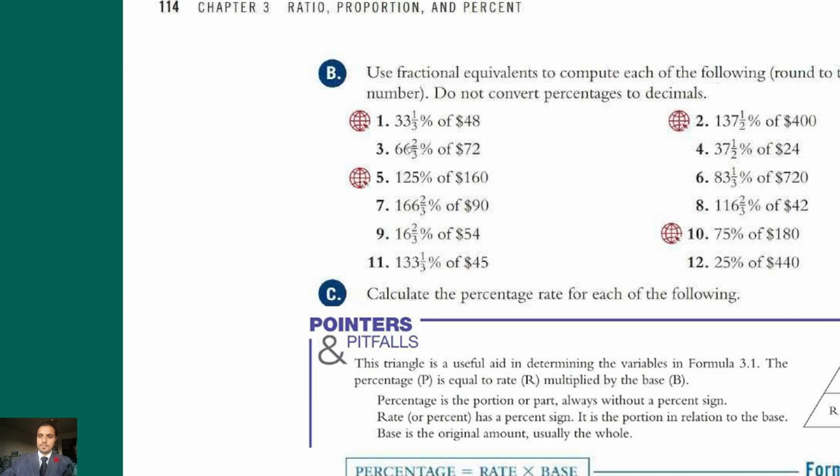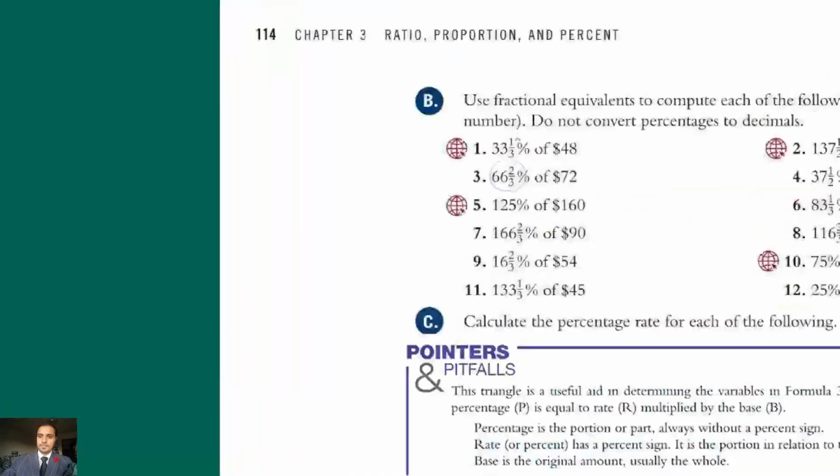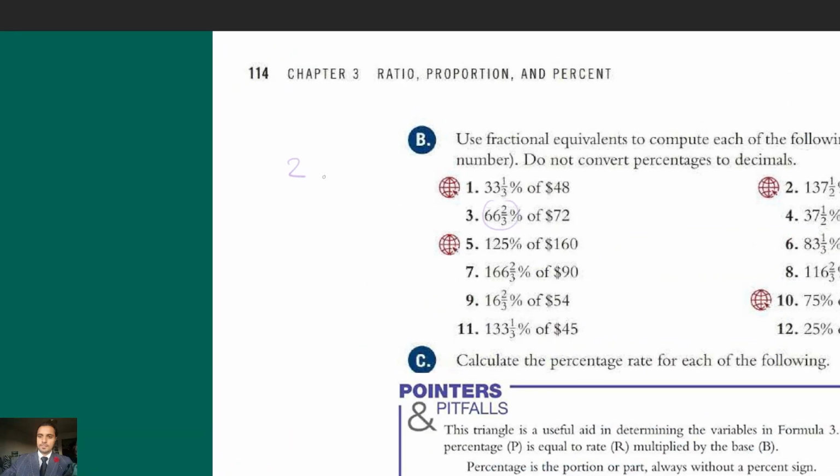Okay, so 66 2/3%. What is the fraction equivalent for this? Let's look for it. 66 2/3% is 2/3. So it's 2/3 multiplied by 72. 72 divided by 3 is 24, and 24 times 2 is 48. So 48 is 66 2/3% of 72. We just wrote this as this, and then we got it.